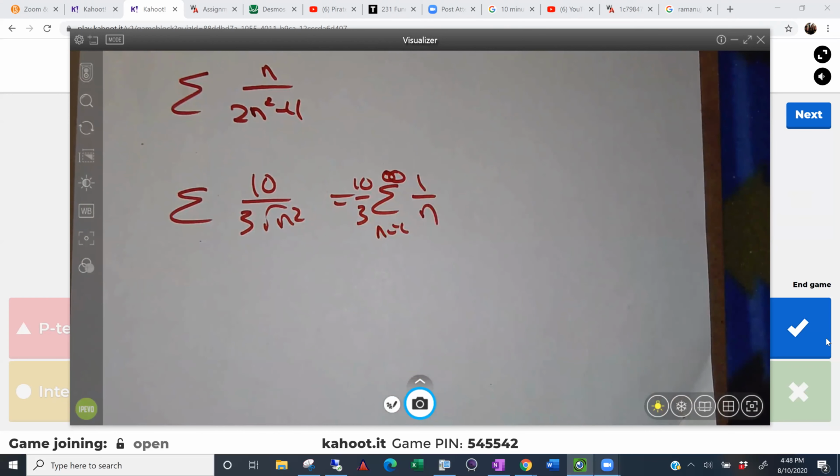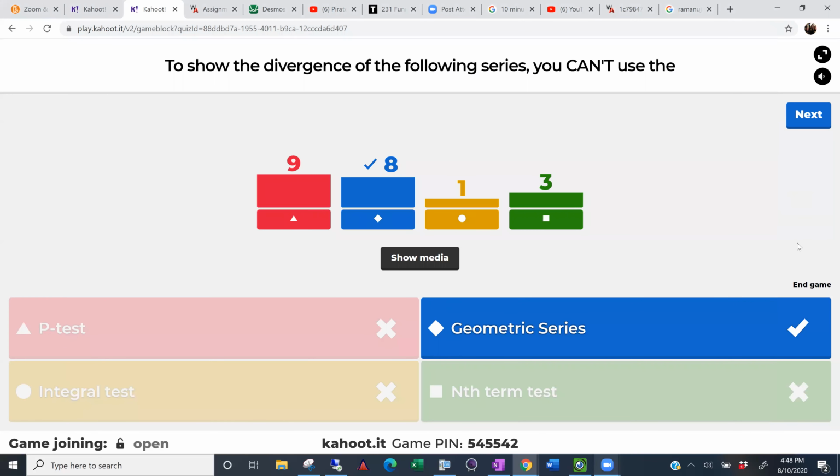Let me take a look back at this. I tweaked this last night and this morning, and I'm not sure if I got this thing right. To show the divergence of the following series, you can't use the P-test, geometric series. Yeah, it's not a geometric series. You can integrate this. You can use the p-test. It probably should take the answers for the nth term test as well. I probably shouldn't have that one there. But it's just not a geometric series.